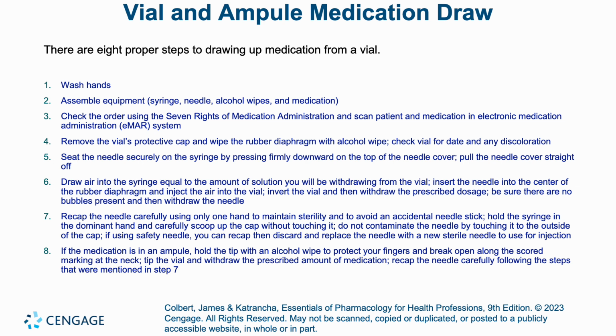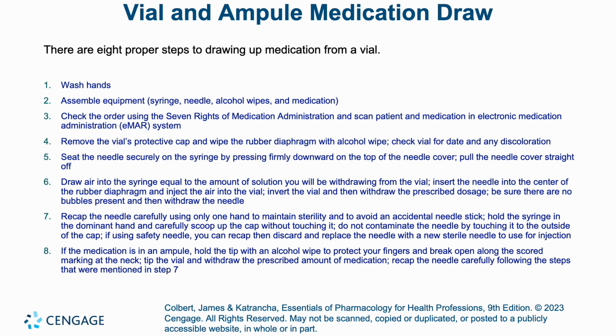6, draw air into the syringe equal to the amount of solution you will be withdrawing from the vial. Insert the needle into the center of the rubber diaphragm and inject the air into the vial. Invert the vial, meaning flip it over, and then withdraw the prescribed dosage. Be sure there are no air bubbles present, and then withdraw the needle.